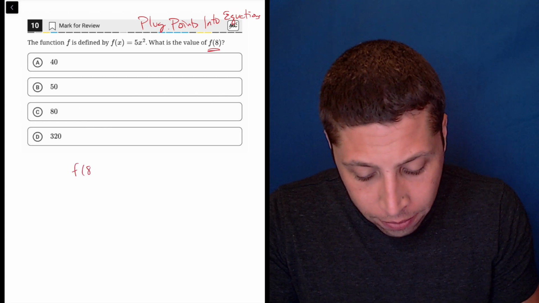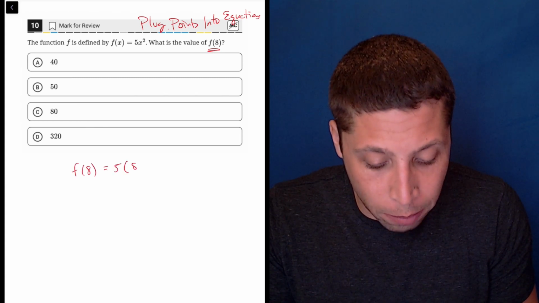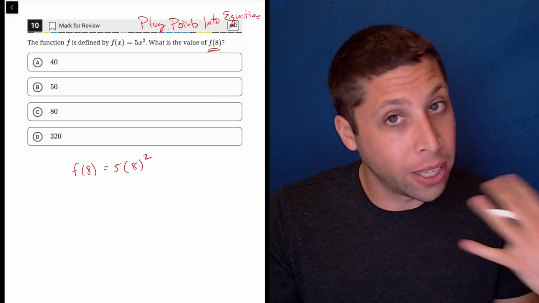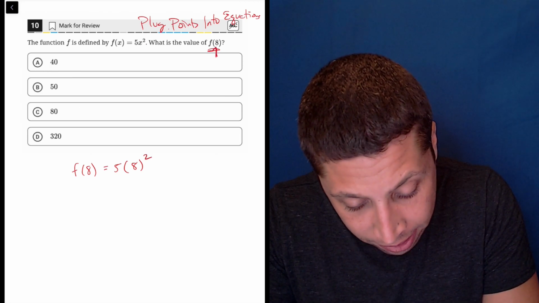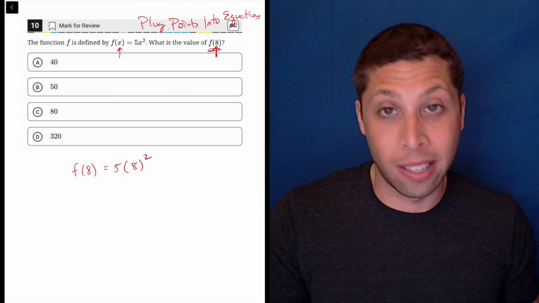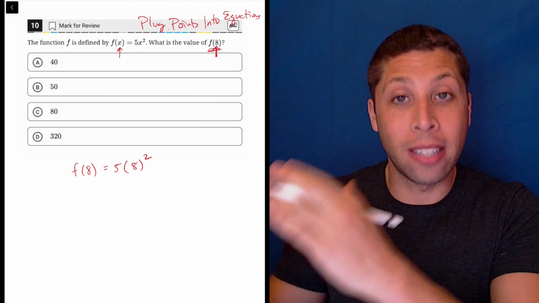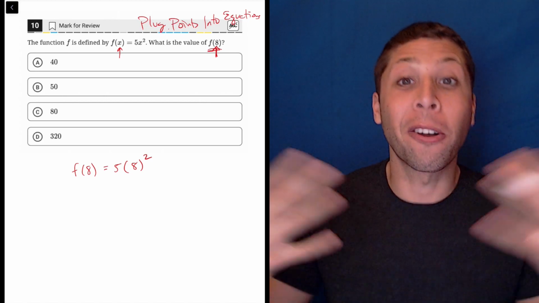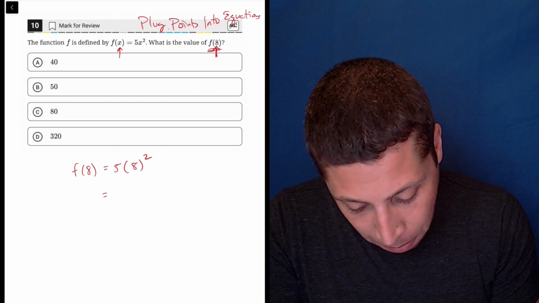So f of 8 means that 8 is going in place of the x, and if you forget that, remember, look at where the 8 is in the question. It's in those parentheses. What else is in those parentheses? The x. So the 8 is replacing the x, so the 8 has to replace all the x's. So now we can just make sure we follow PEMDAS.